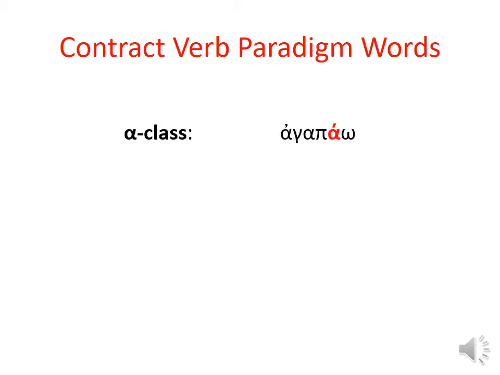So here's what we do. We use a certain paradigm verb for each class of contract verb. For the alpha class contract verbs, we use agapao with your alpha contract vowel. For the epsilon class, we use poieo. As you see there, epsilon is your contract vowel. And then for the omicron class, we use plerao.